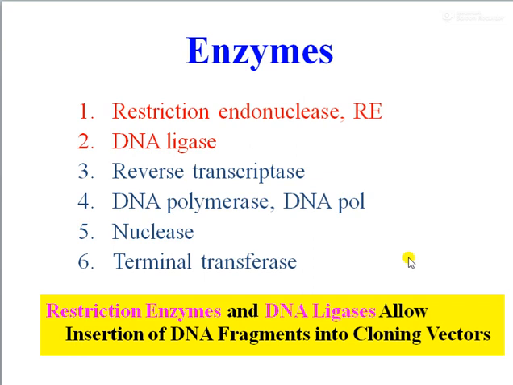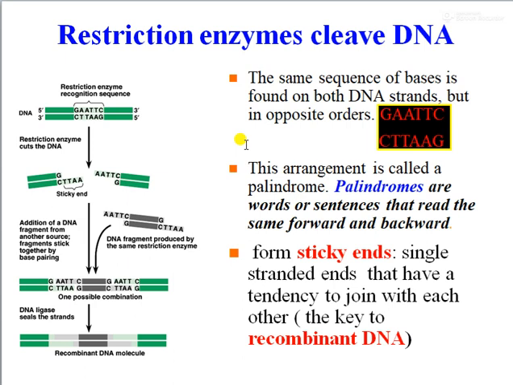mainly because they are the most predominantly used enzymes. Now, coming to restriction endonucleases, these are enzymes which cleave DNA, and they have a basic sequence called a recognition sequence, which every restriction endonuclease will identify. Every restriction endonuclease has a specific recognition sequence. In the case of EcoRI here, it recognizes the sequence GAATTC, and it will cut at a particular location between G and A. And this recognition sequence is also a palindrome.